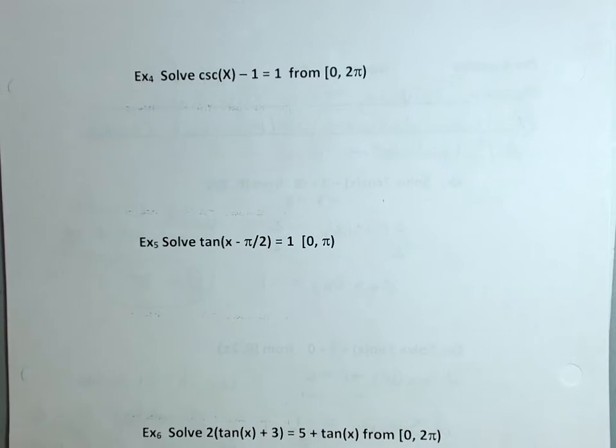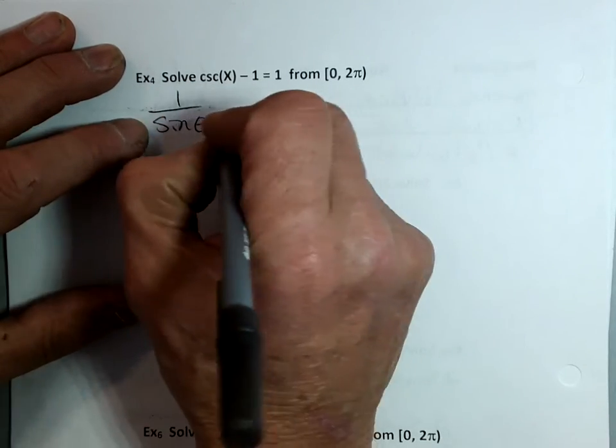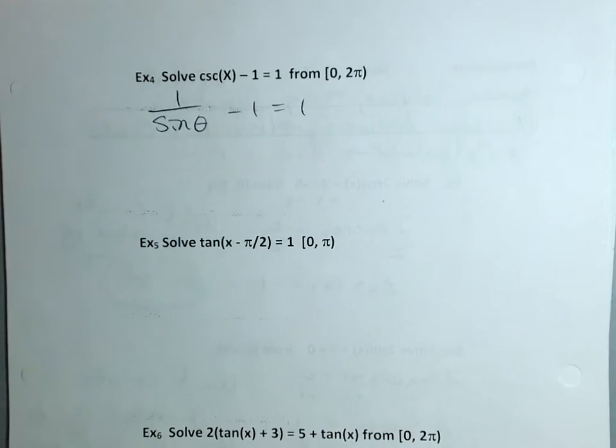Yeah, it's like a 1 over sine, right? It's a 1 over sine theta minus 1 equals 1. Okay, now, if I were to do a little bit of algebra, let's just say algebra, okay? If I had a 1 over x minus 1 equals 1, how would you solve? Okay, plus 1, plus 1. So you have a 1 over x equals 2.